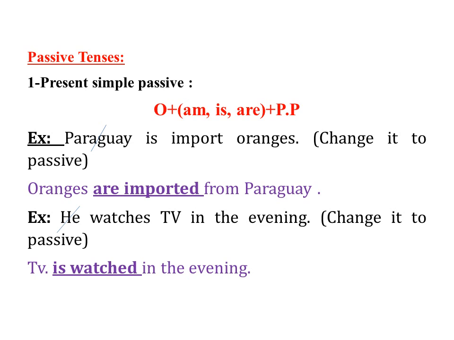We put ed for imported because it is a regular verb that has ed in the past and in the past participle. Another example: he watches TV in the evening. Change the following sentence to the passive also. At the beginning we remove he because it's the subject of the sentence and put TV at the beginning because it's the object. TV is watched in the evening.